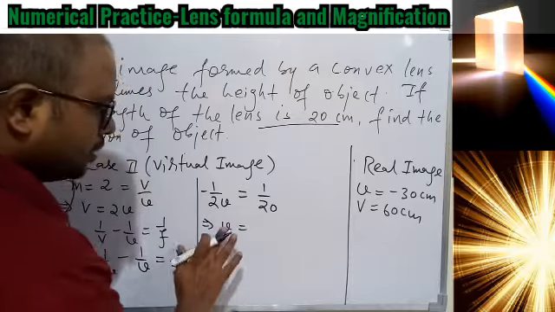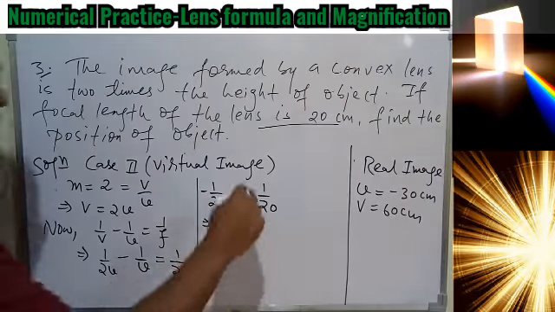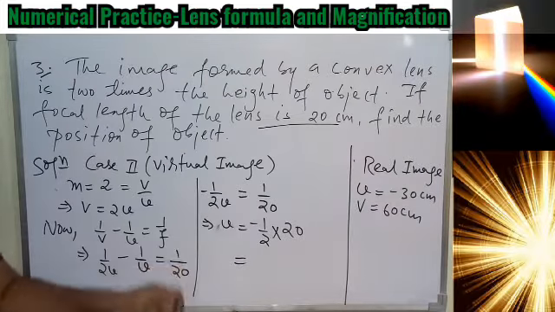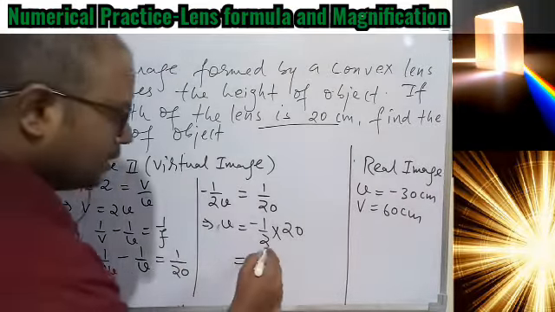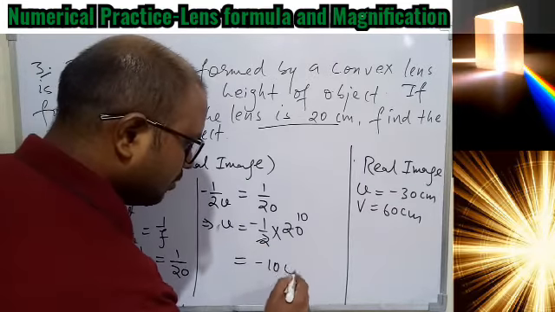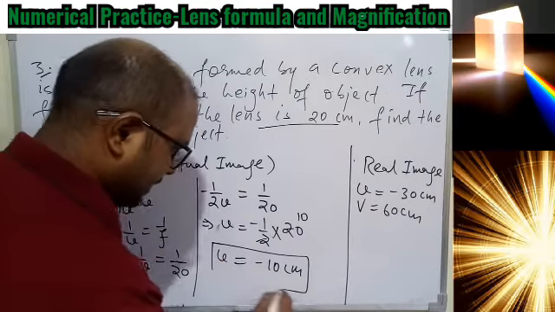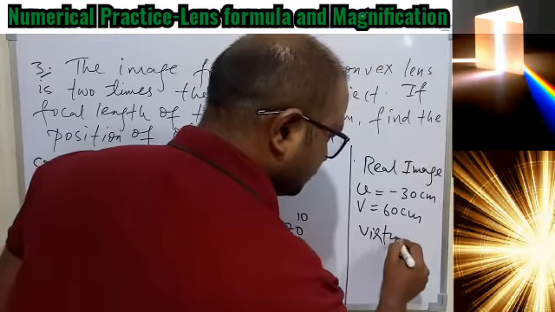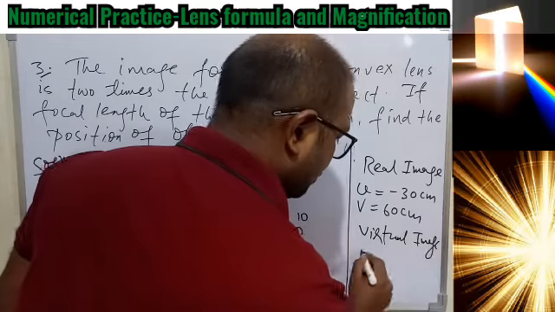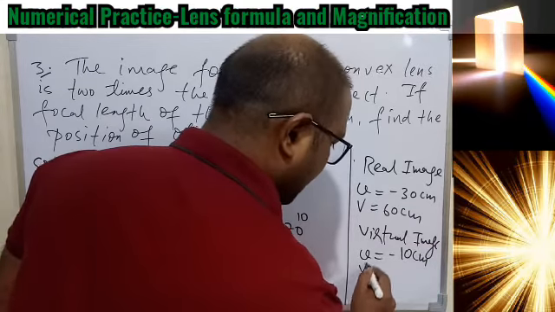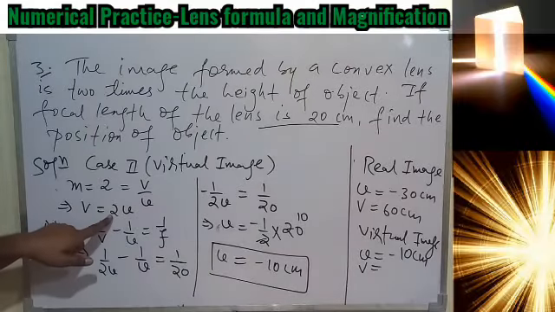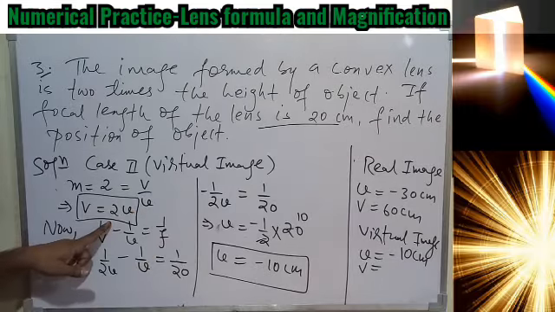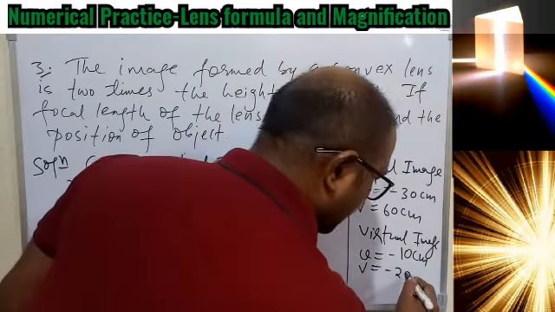So from here we can say u will be equal to how much? Minus 1 by 2 will be here, and 20 will be multiplied. So u will go to this side, 20 will come to this side, minus will remain there, 1 by 2 will remain there. That is in 10 times, minus 10 centimeter. And we know, so let's write down, if the image is virtual, we are getting u equal to minus 10 centimeter, and v will be 2 times u. So according to this equation, v will be 2 times 10, that is 20, and minus only. So minus 20 centimeter.